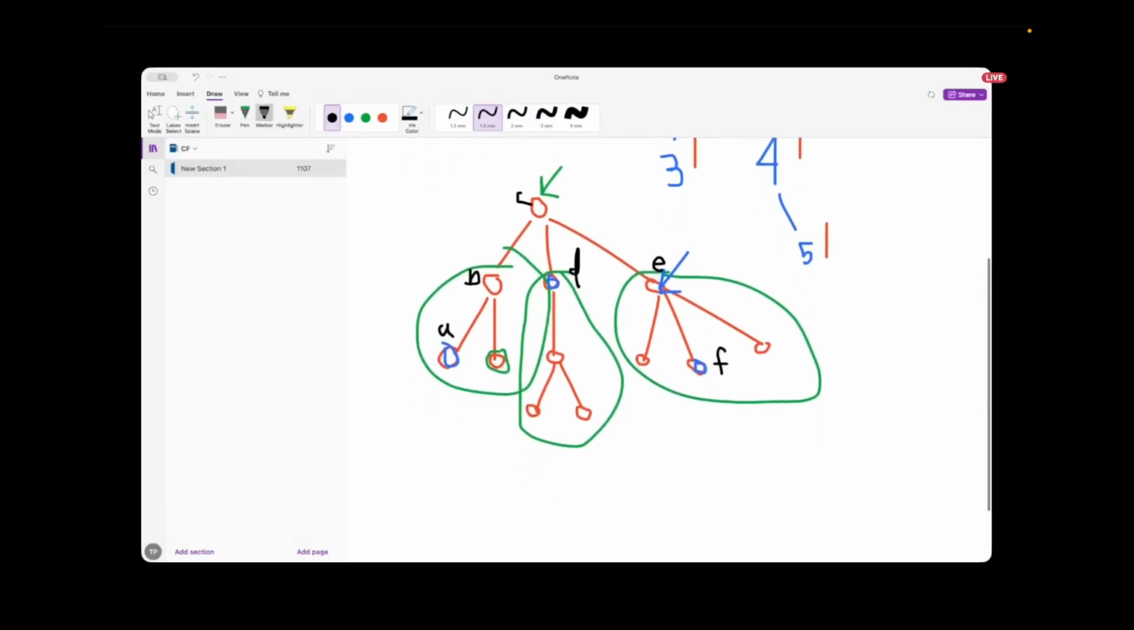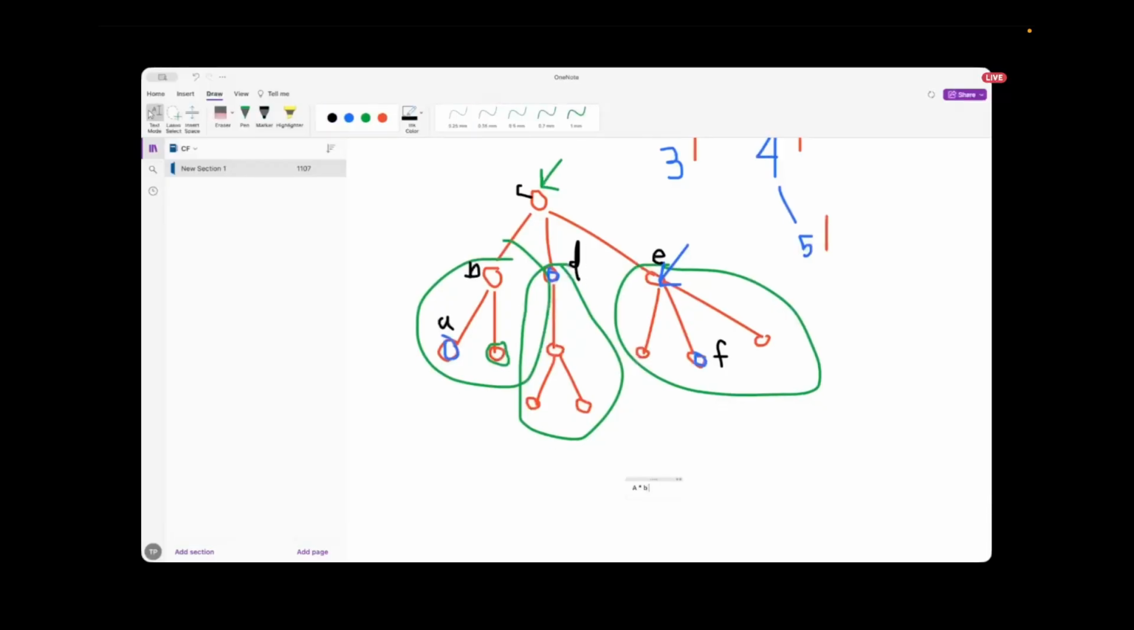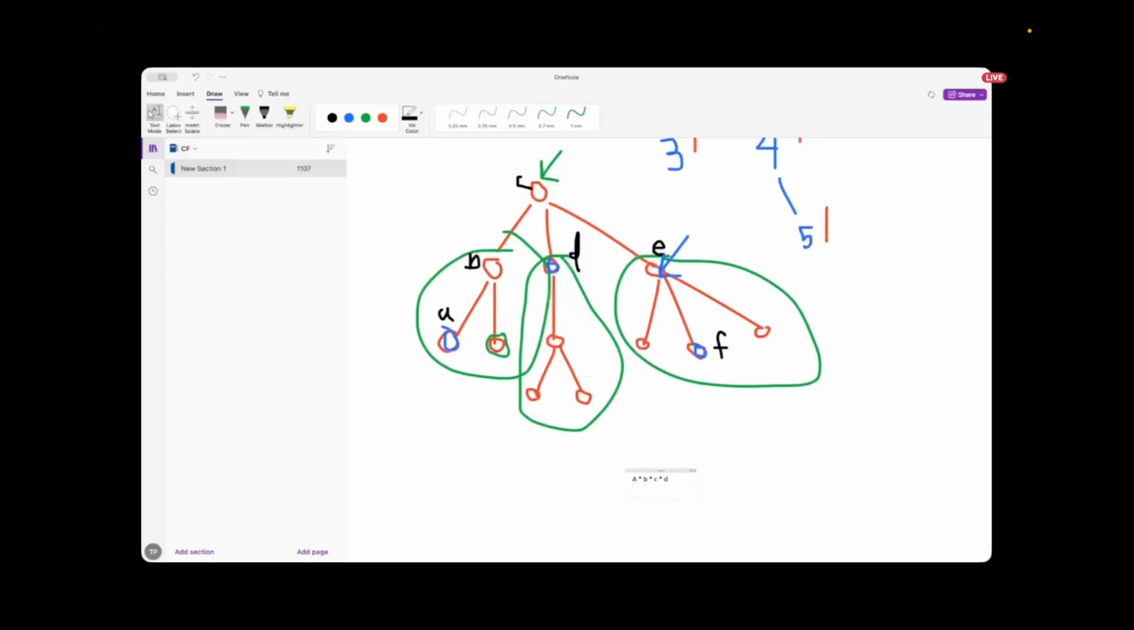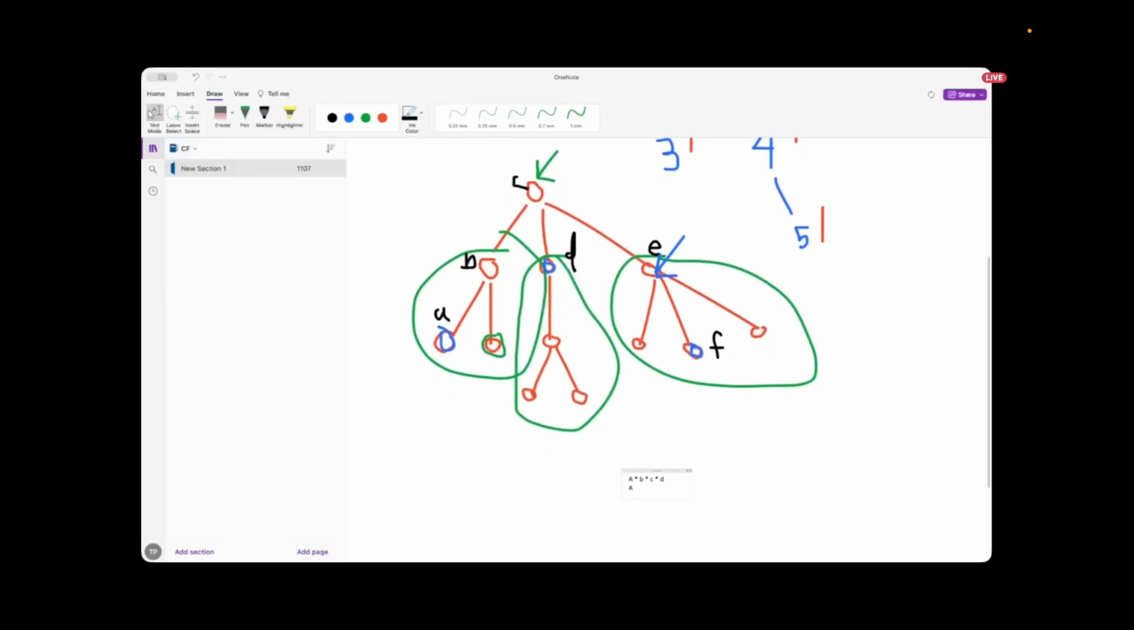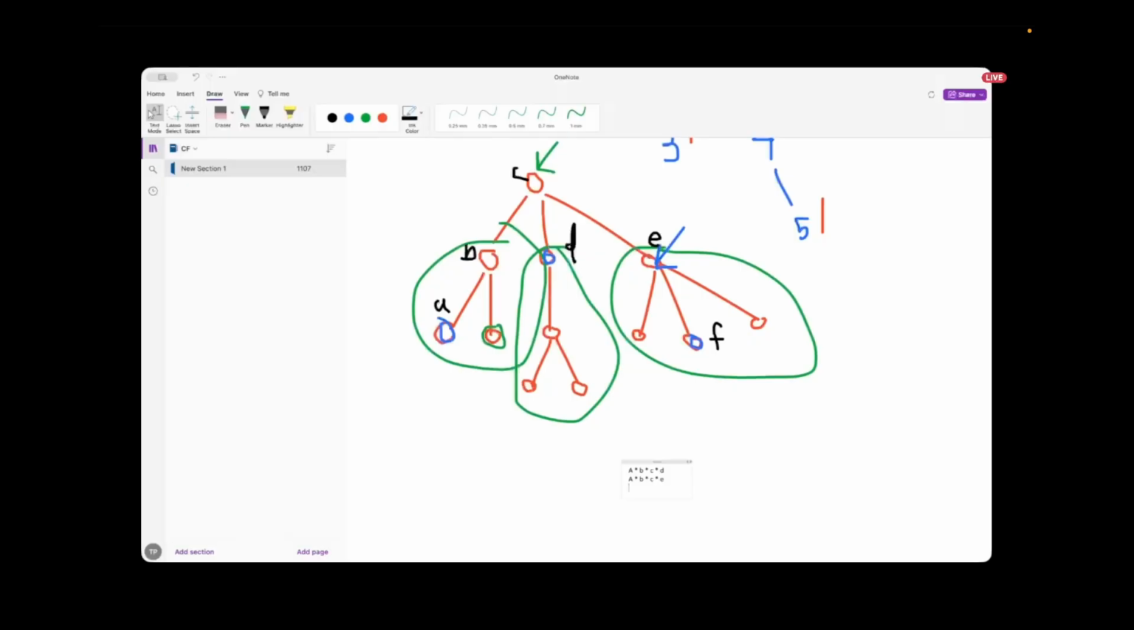The distance between the first two nodes is going to be, I'll use text for this because it'll make it easier, A times B times C times D, because you go from A to B, B to C, and then C to D down from the LCA. Then the distance from the first node to the third node is A times B times C times E. And the product path of values between the second and third nodes in this triple will be D times C times E.